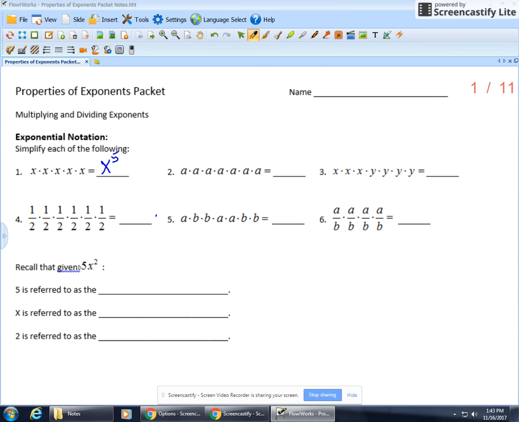Okay? So, different parts of an exponent. If we look down here, we've got 5x squared. We're going to say 5 is the coefficient, the number in front of the variable. x is the base. So anything being raised to the power is called the base. And 2 is the exponent. That is how many times we multiply the base by itself.